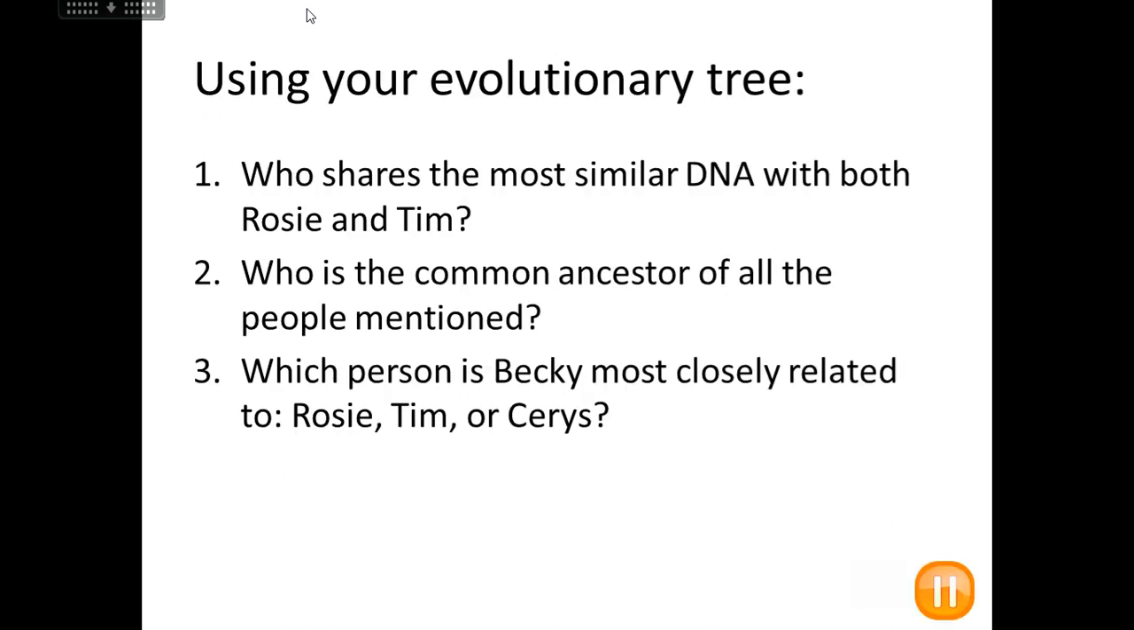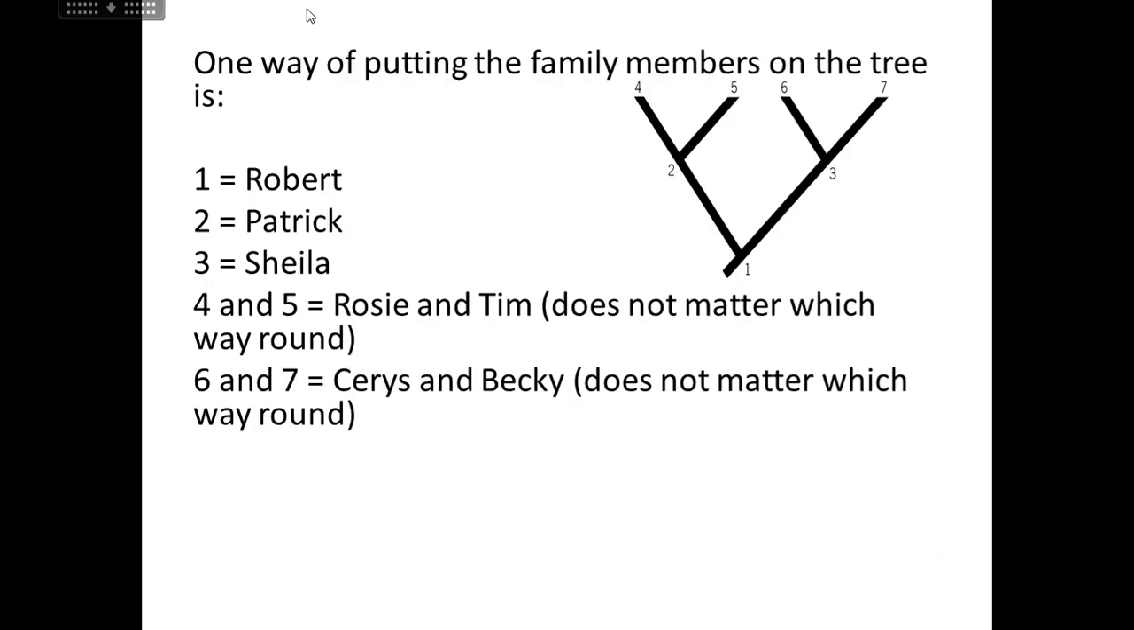Number 3, which person is Becky most closely related to? Is it Rosie, Tim, or Keris? Now, Becky was either number 6 or 7, it doesn't matter. It had to be Keris because Rosie and Tim are on the complete other side of that evolutionary tree, so they are very unrelated in comparison, whereas Keris and Becky both evolved from the same point, which was Sheila at number 3. So the answer would be Keris in that case.